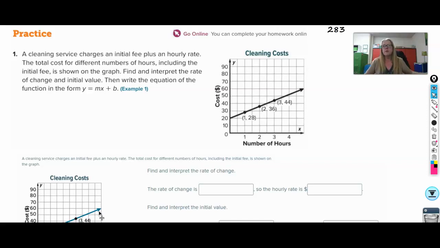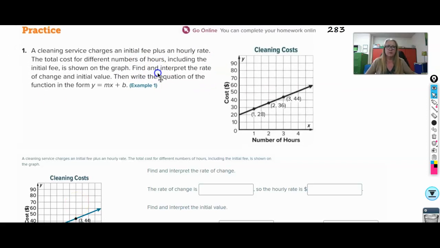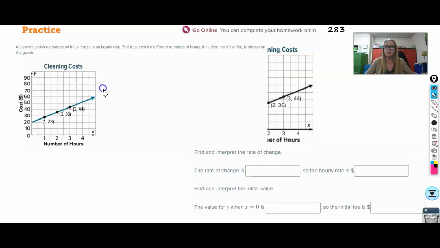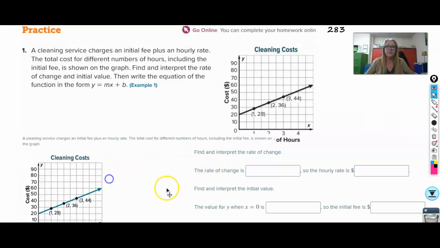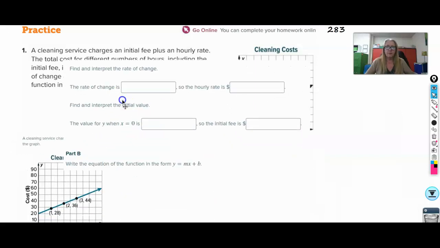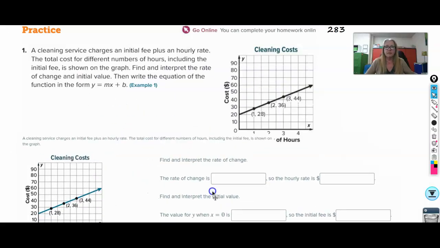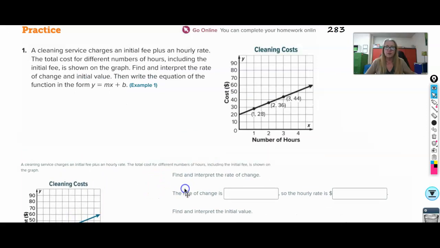So what I've done here is this is the problem as it appears in your workbook. It's on page 283. Here is also the actual problem from McGraw-Hill. The graph looks very much the same, but they've got parts down here, and I'm going to tell you how to fill in those boxes once we arrive at a solution.